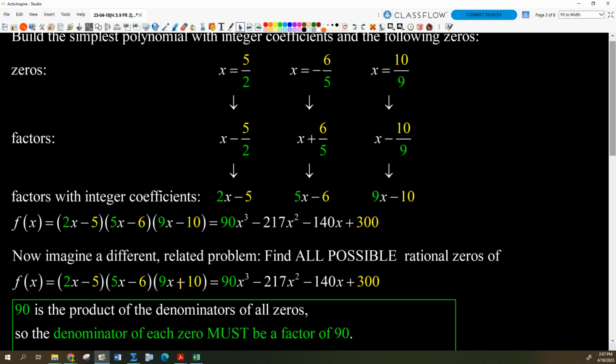The 2 and the 5 and the 9 were the denominators of each of the zeros, right? So it was the product of the denominators that gave us the leading coefficient. Where did the 300 come from? Well, that was the product of each of the numerators. Everybody see that? So then this ought to work in general.